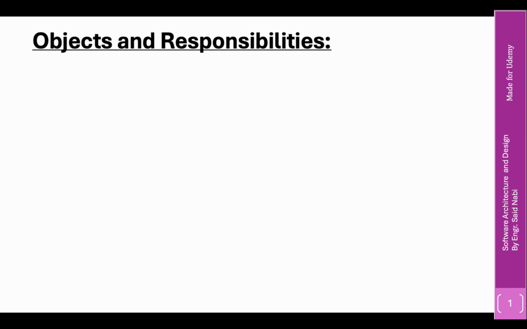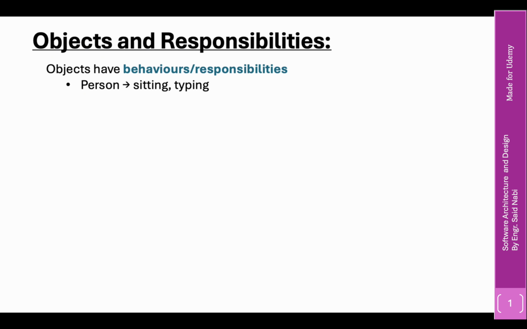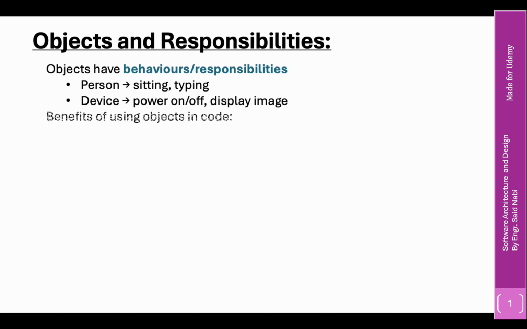As I already talked to you, when you identify the objects and you give a role to each object, there must be responsibilities of each object. If you identify objects which have no responsibilities, that object is of no value. So objects have behaviors or responsibilities. For example, a person can sit, can type, can go, can walk. So these are some of the responsibilities, and sometimes we call them behaviors. A device can power off, power on, and can display an image. So again, these are some of the behaviors or responsibilities.